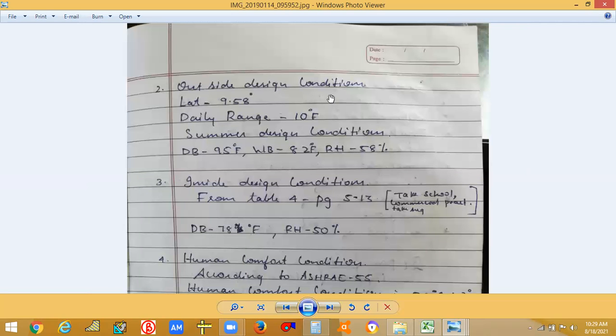So the outside design condition: latitude 9.58, daily range 10 degrees Fahrenheit, summer design condition 95 degrees Fahrenheit dry bulb, wet bulb 82 degrees Fahrenheit, and RH 58 percent. This is the second point. So you can write these values.